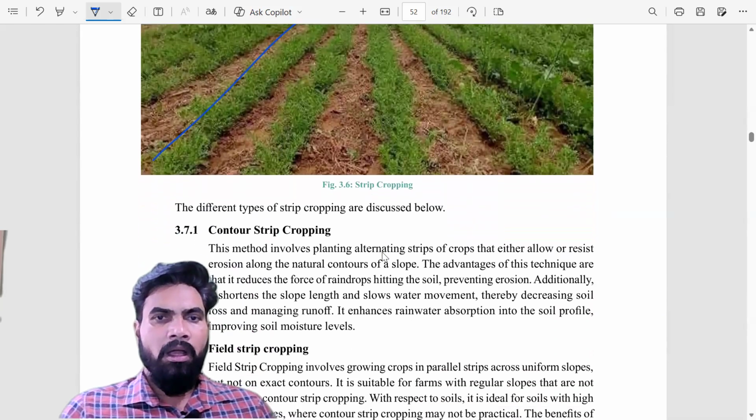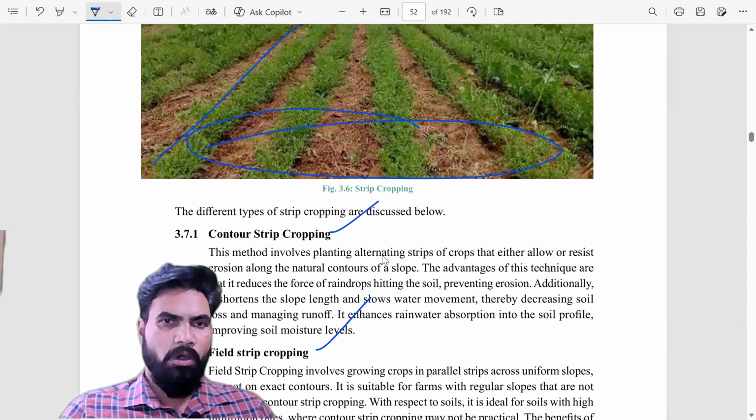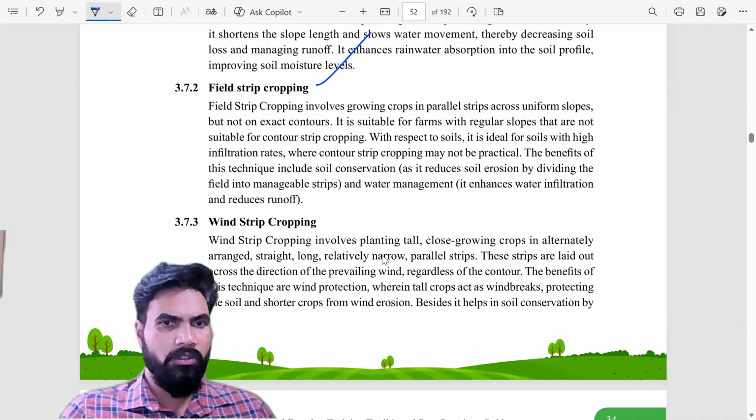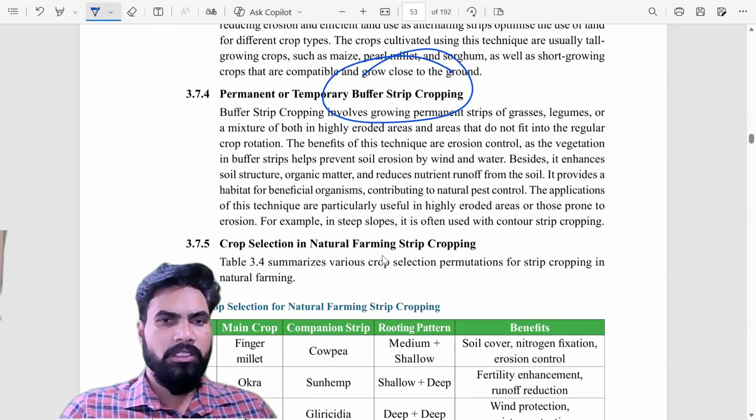Then contour strip cropping is also there. It has several categories. Field strip cropping is also there. Actually, what is shown here in the image is field strip cropping. Actually, contour strip cropping is more popular. I was looking for that image, but it is not available, unfortunately. Then permanent or temporary buffer strip cropping is also there.